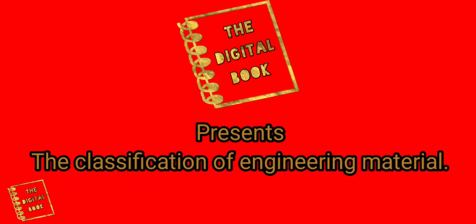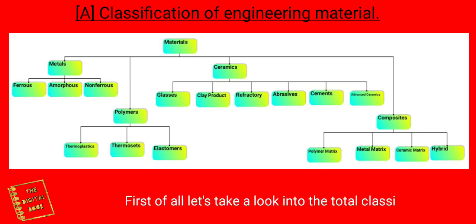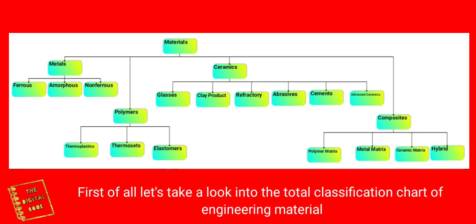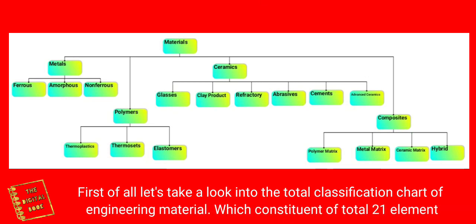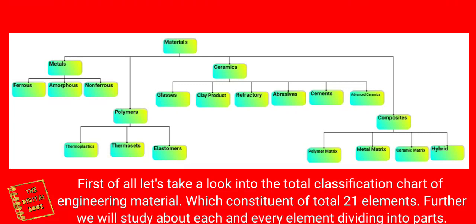We have come yet with another metallurgy topic, the classification of engineering material. Let's start. First of all, let's take a look into the total classification chart of engineering material, which constitutes a total of 21 elements. Further, we will study each and every element, dividing into parts.